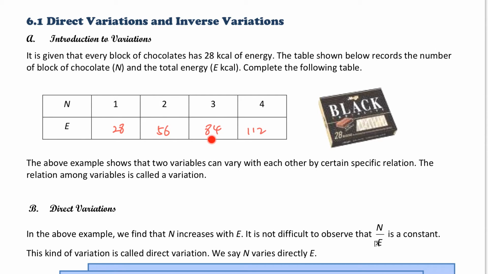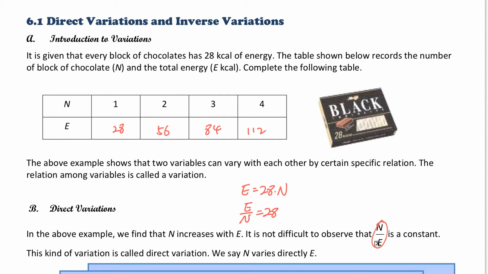It's not very difficult to fill in the table. N is equal to 3 and the energy is equal to 84, and then 112. And this is the relationship between these two variables. I know the relationship between N and E is E equal to 28 times N. This is one of the examples of direct variations. Why? Because we find E over N is equal to 28.